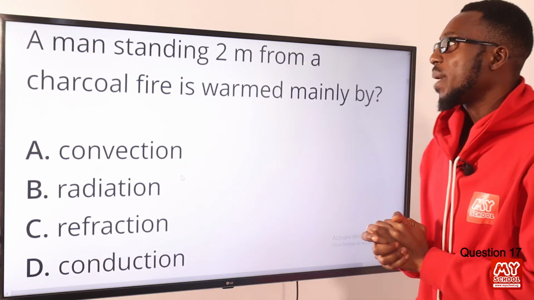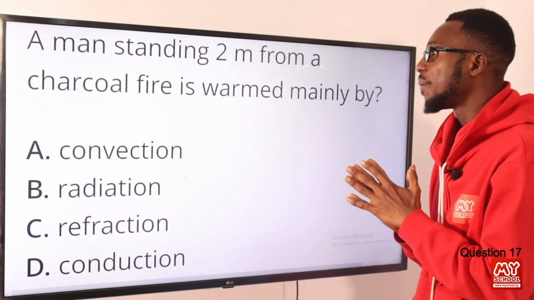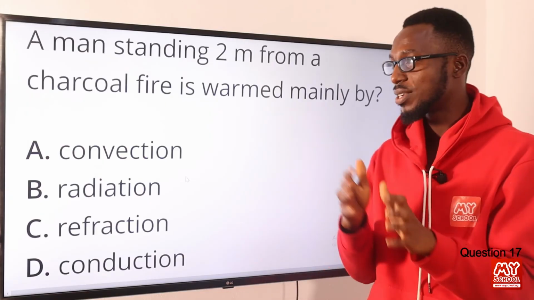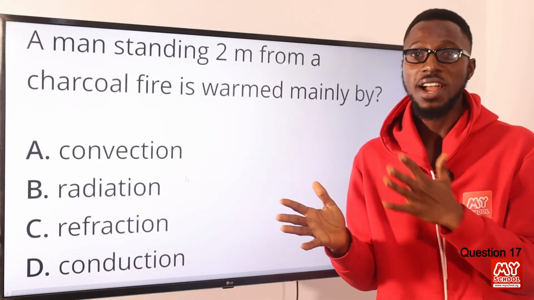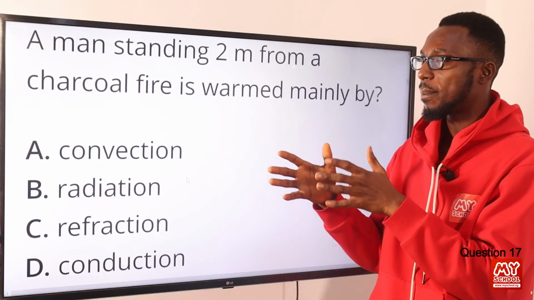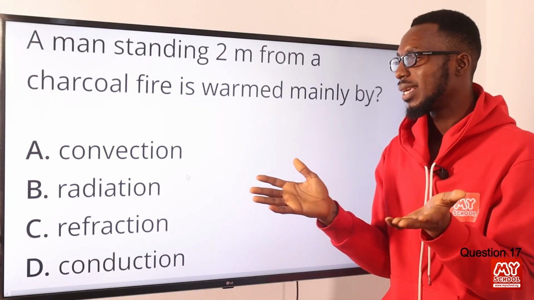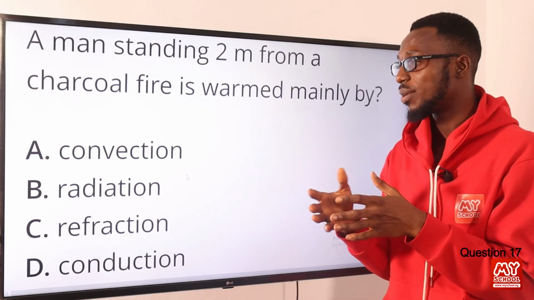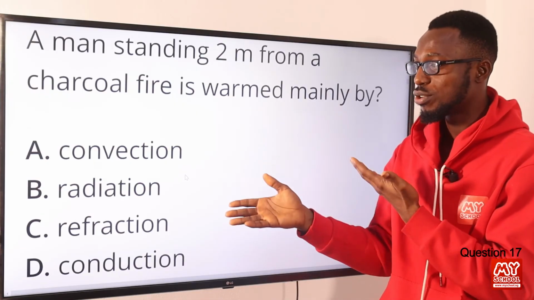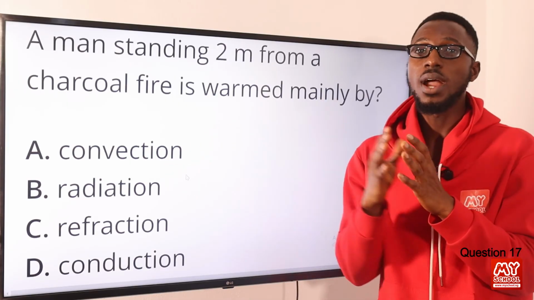Question 17. A man standing 2 meters from a charcoal fire is warmed mainly by what? That is radiation. With radiation, you don't need a material medium. We're talking about the transfer of energy, to be specific, from the hotter region to the colder region without heating the medium itself. So basically, we do not need a material medium for radiation to occur. When you talk about conduction and convection, you require a material medium.